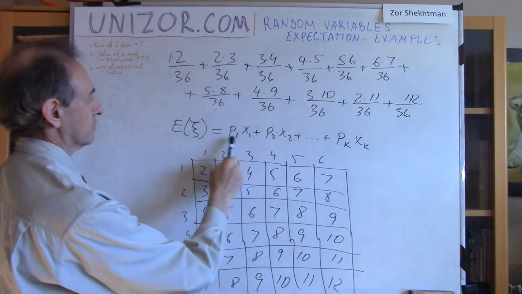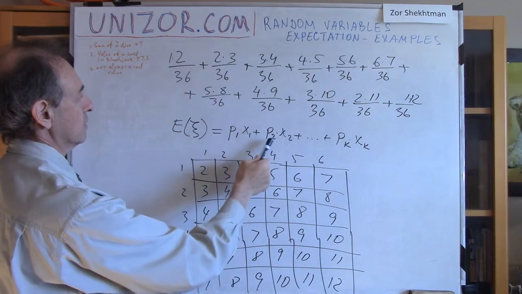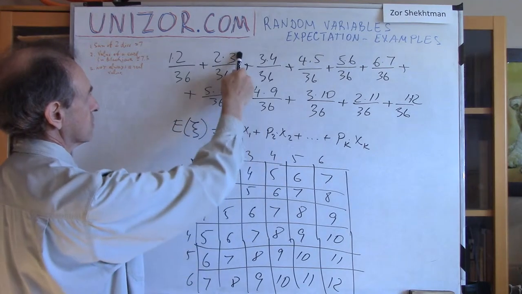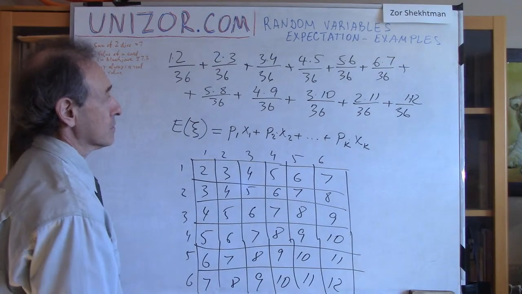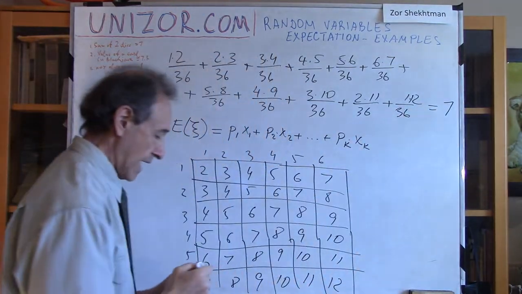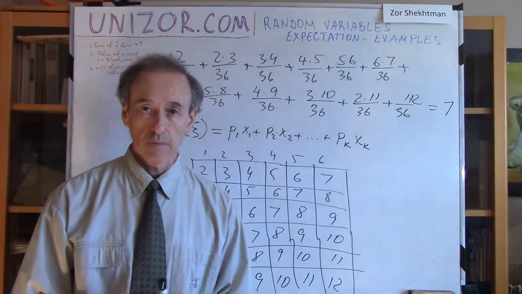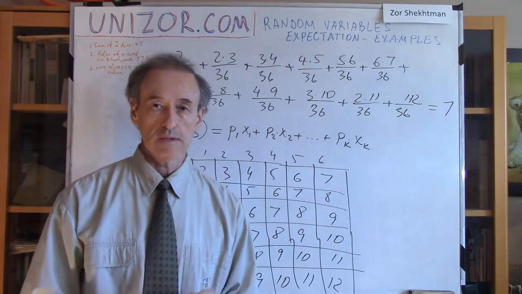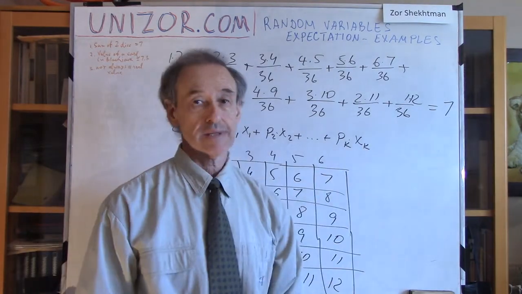If x1 is 2, then p1 is 1/36. If x2 is 3, then p2 is 2/36, etc. And the result of this, by the way, is 7. So the average sum of two dice is 7. That's the expectation.